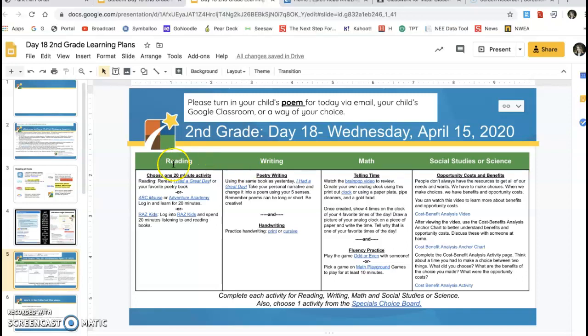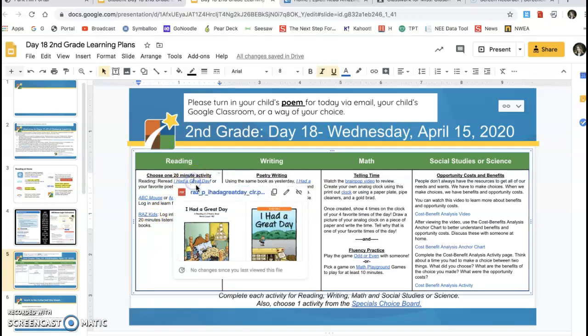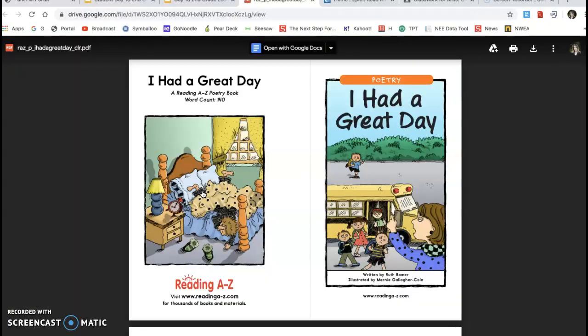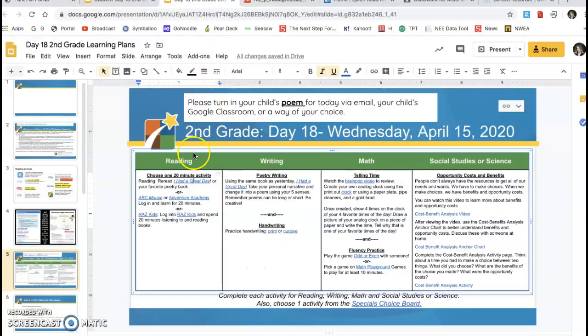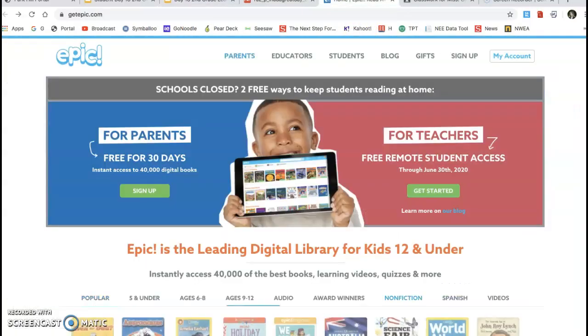So for today for reading, you're choosing one 20-minute activity. ABC Mouse is an option, Raz Kids is an option, reading their own book is an option. They have the option also of rereading I Had a Great Day. And this is just a little reminder for them of how poetry's patterns can work. But if you would like your child to read a different poetry book and you don't have any at home, they can also get on Epic.